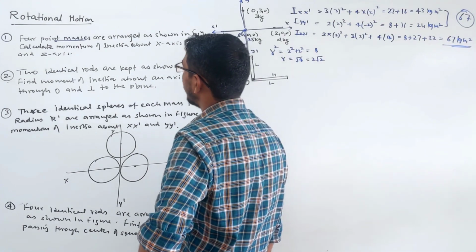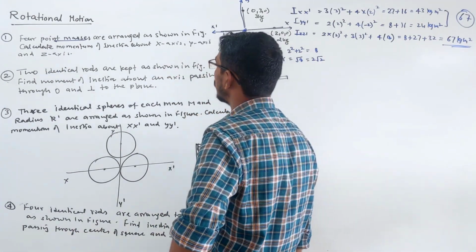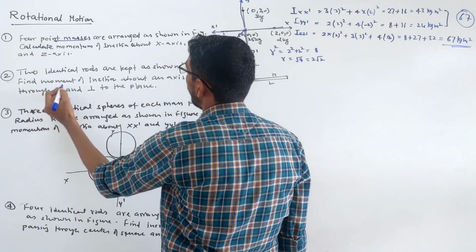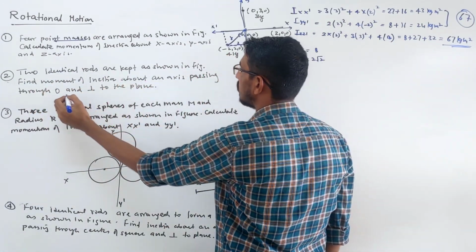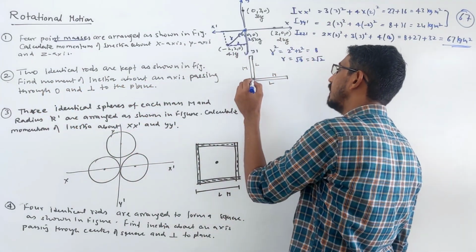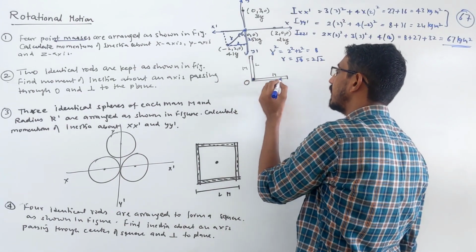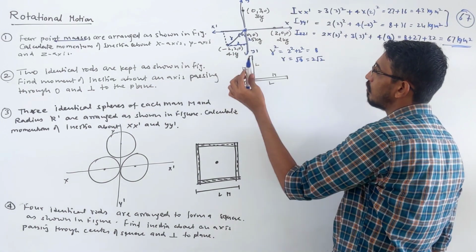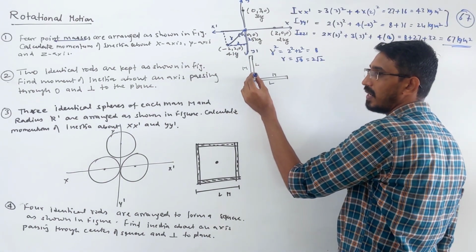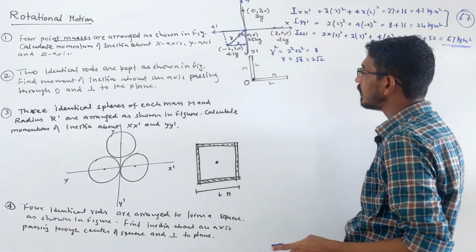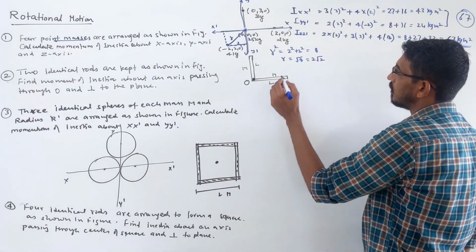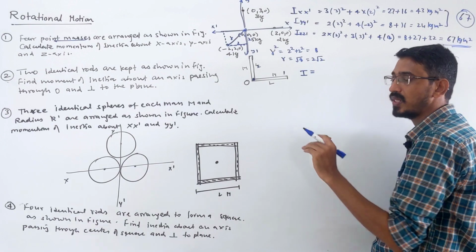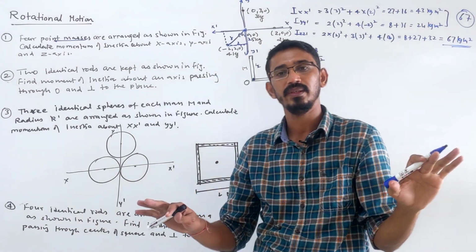So then they are saying that two identical rods are kept as shown in the figure. Find the moment of inertia about an axis passing through the point O and perpendicular to the plane. So these are two rods of length L and mass m placed in an L shape, and we have to find the inertia about this point O. The axis is like this one, perpendicular to the plane, right? This is rod 1, rod 2. Inertia is always positive and always added only.